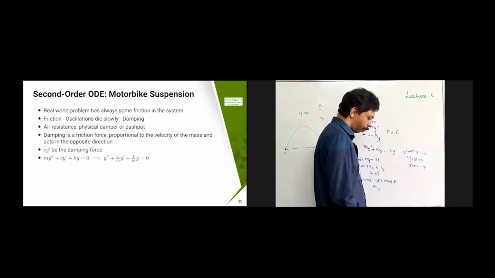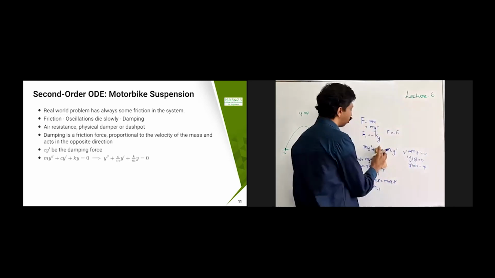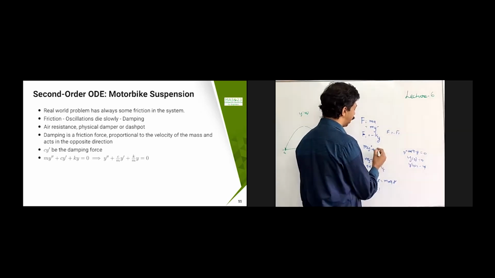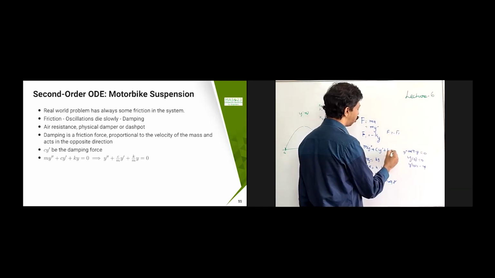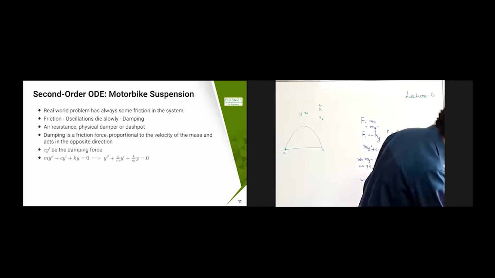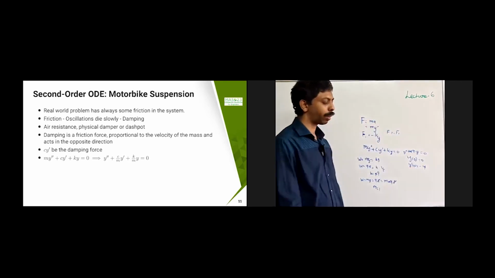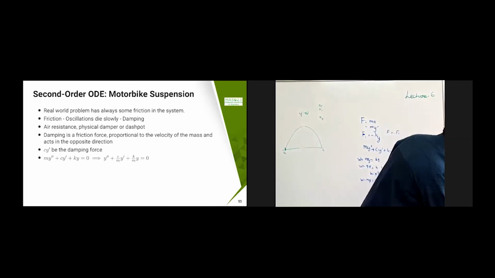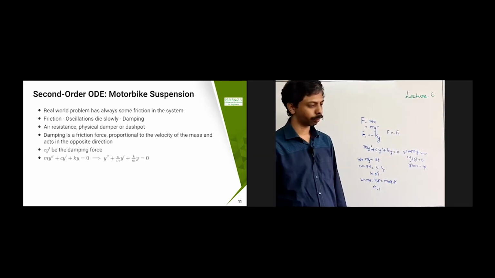So I can put this over here. This is going to become my double dash plus Cy dash plus Ky equal to 0, where C is nothing but the friction coefficient. Again, this is once again a second order ODE which you can transform and solve.